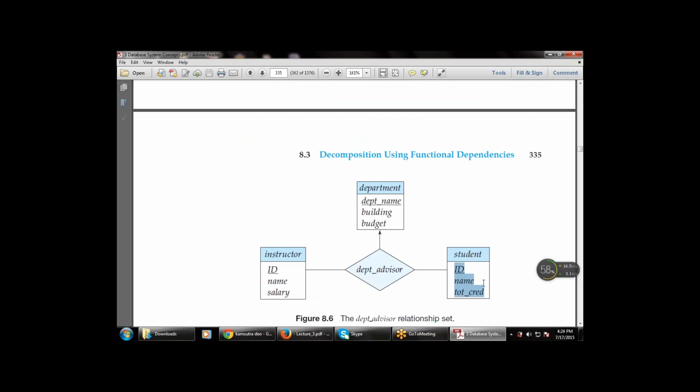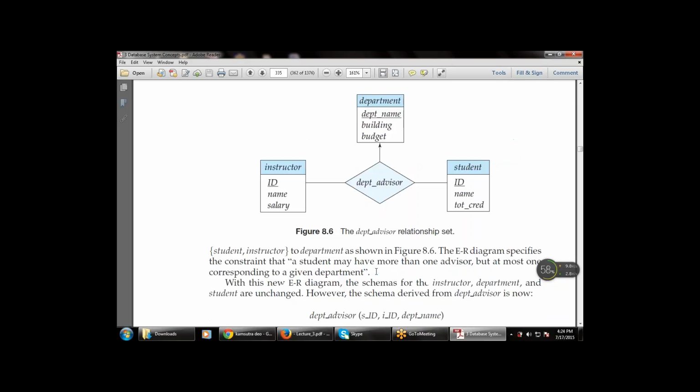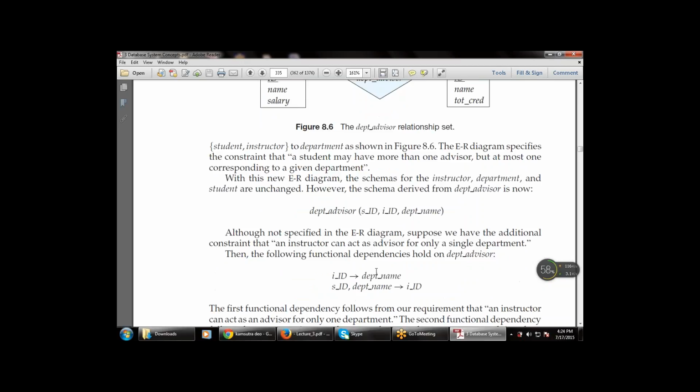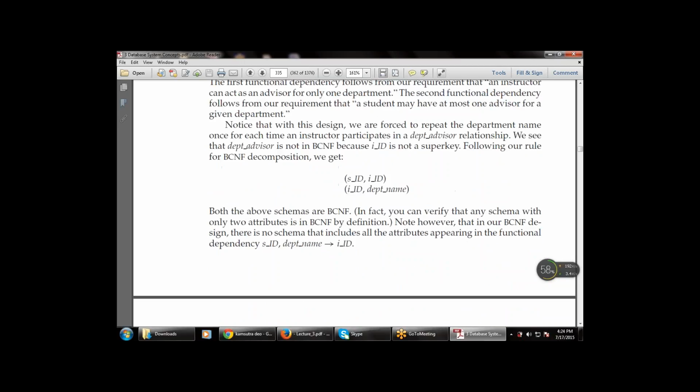So this is the instructor, and this is the student that is available. Instructor contains three parts: ID, name, and salary. Student also contains three parts: ID, name, and total credit. And this is the department advisor that belongs to the department table, that is, department name, building, and budget.